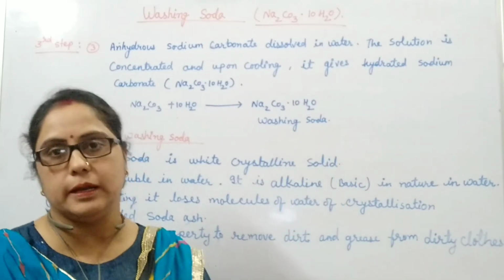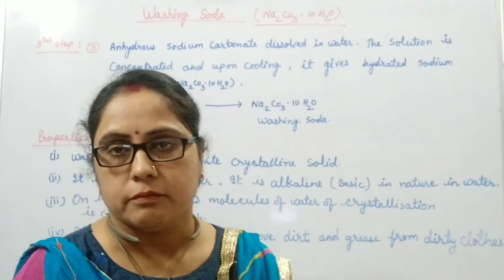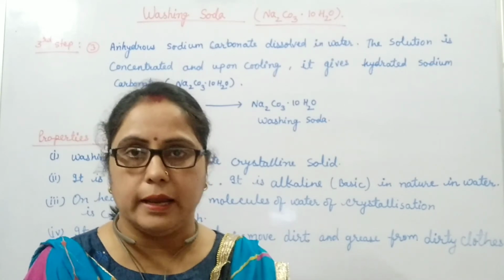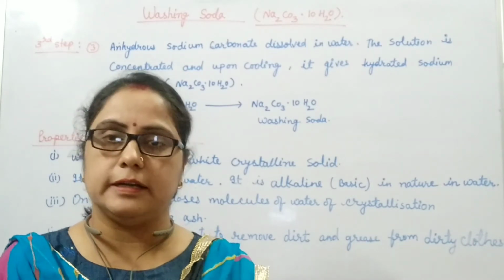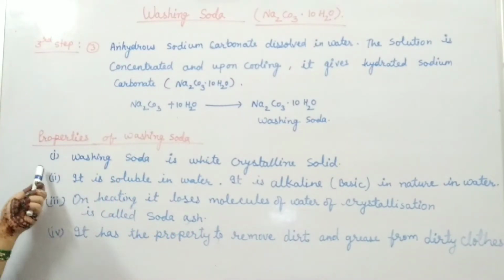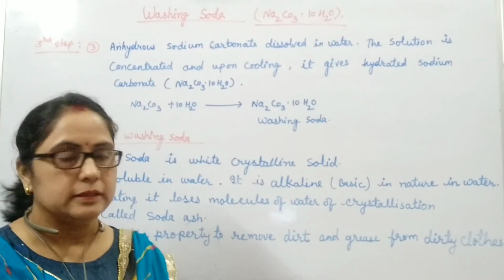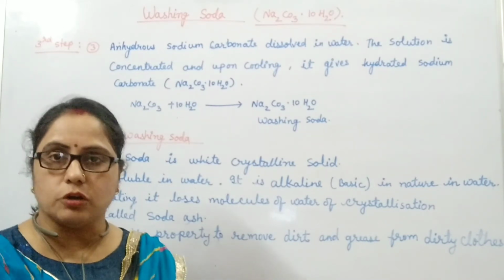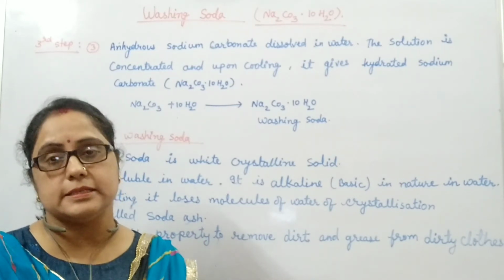Now it is soluble in water because, in the properties of washing soda that we will discuss now, it has a cleaning property to remove the dirt and oil, so it is necessary to dissolve it in water. Now we will discuss what are the properties of washing soda. First, washing soda is a white crystalline powder. Second, when we dissolve this washing soda in water, we get a solution, and this solution is basic in nature, means it is alkaline.